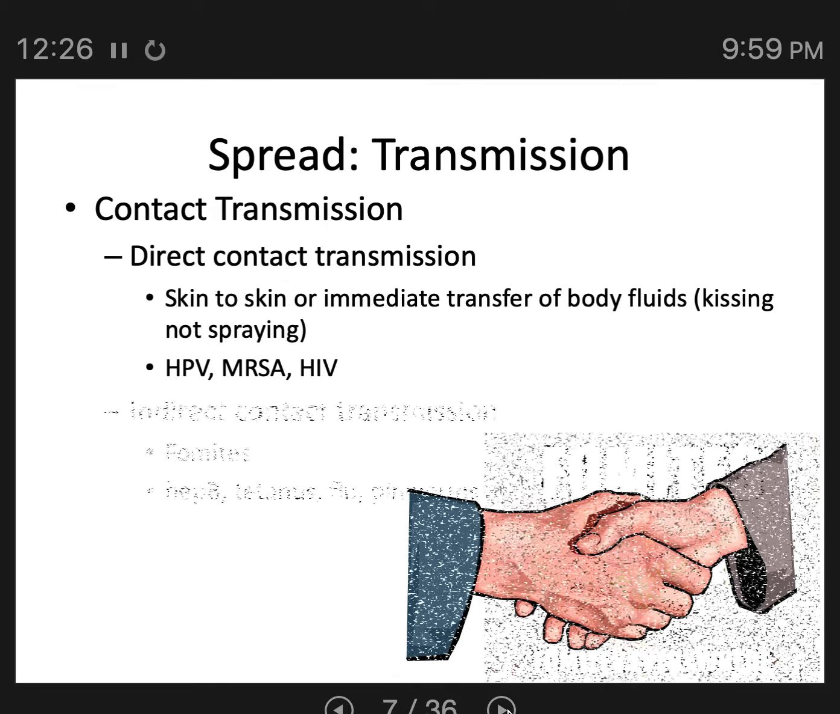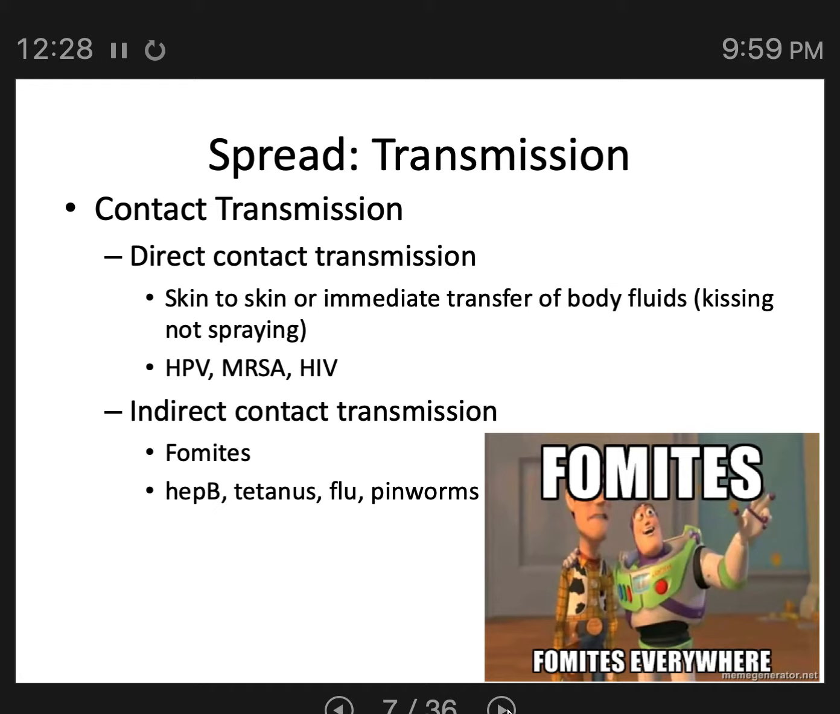The second kind of contact transmission is indirect contact, and that's through fomites. Fomites are inanimate objects on which a disease might survive for a short period of time, long enough to get from one host to the next. Some examples of fomites could be diapers, towels, tissues, toys, money.